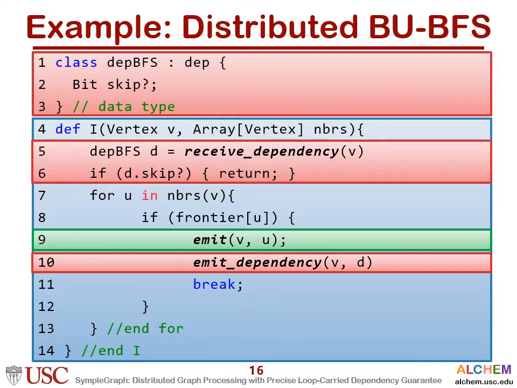First, we define the data type of our dependency communication. For BFS, we only need 1 bit of message to indicate whether we can skip or not. In the function I, before we enter the function, we will wait and receive the dependency from previous mirrors and check if we can skip the computation. The other parts are the same, except that when we are sending the update message at line 9, we also need to send the dependency message at line 10.